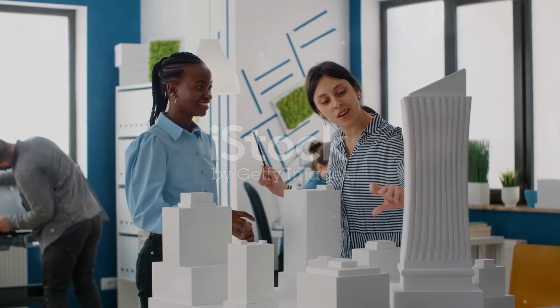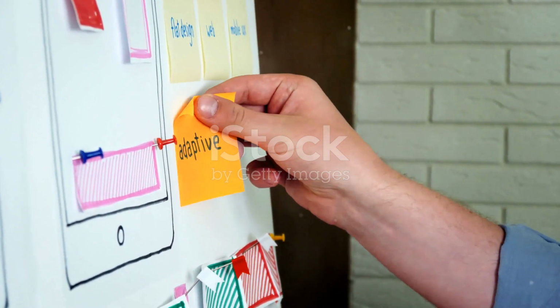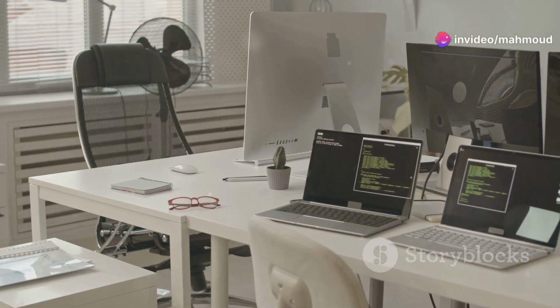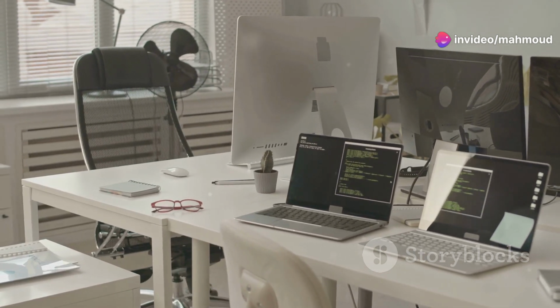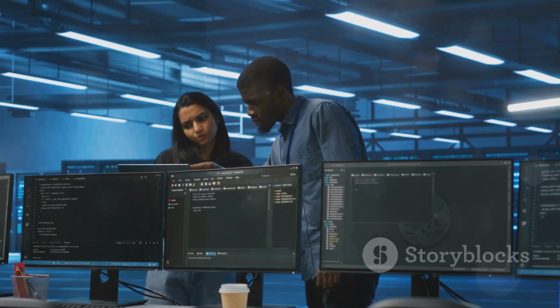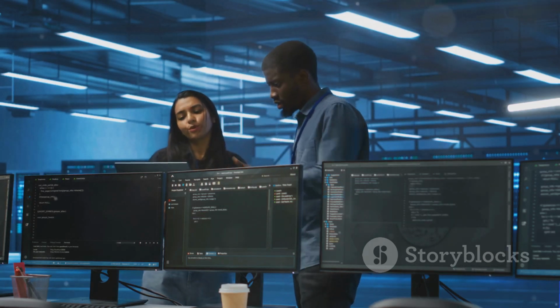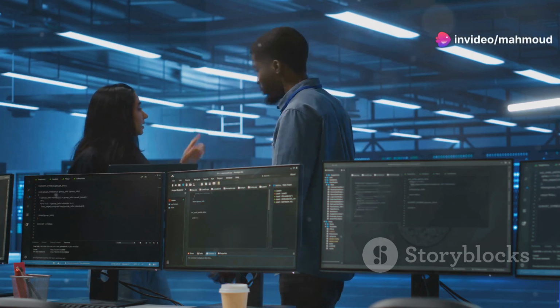Section 9. Conclusion: a foundation for success. Software architecture is the blueprint of software development. It's the foundation upon which robust, scalable, and maintainable systems are built. By understanding the principles of software architecture, the different structures, and the qualities of a good design, we can create software that meets its requirements and stands the test of time.